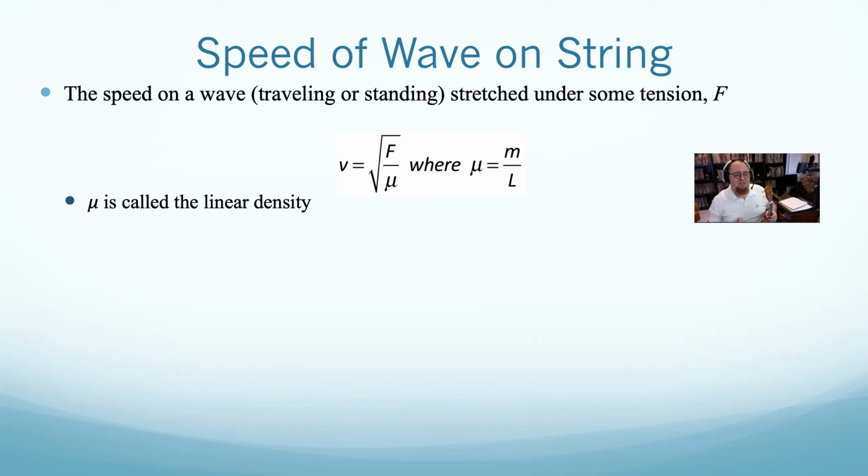Mu is known as the linear density. It is the mass over length. What that means is if you start messing with the tension in a string, you'll start changing the velocity of the wave. And there are a lot of ways that you can change different things. See, we're talking about waves on a string, right?